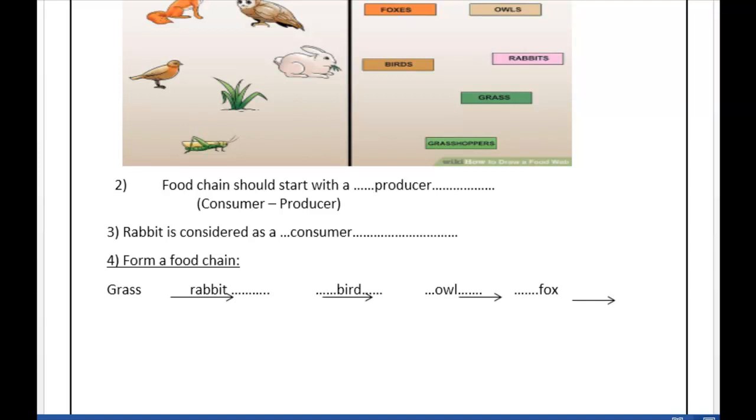From this food chain, form a food chain from this picture. Number 1, grass. Number 2, rabbit will eat the grass. Number 3, bird. Number 4, owl. Number 5, fox will eat the owl.